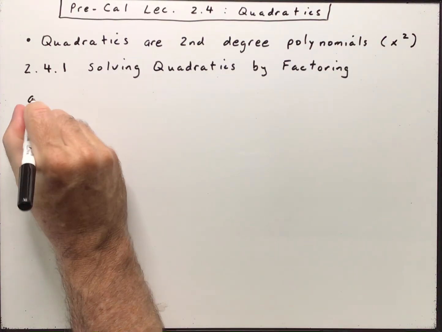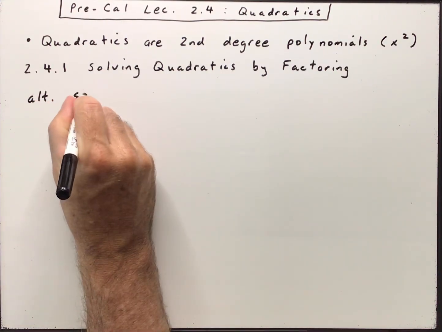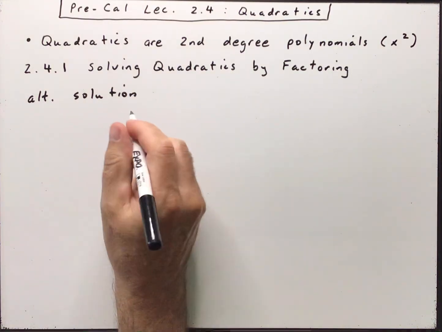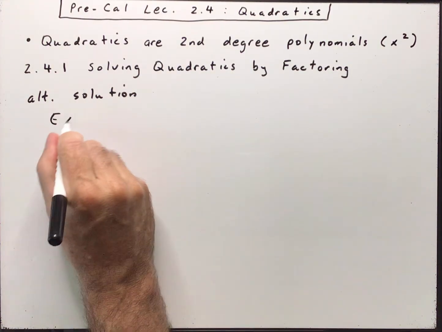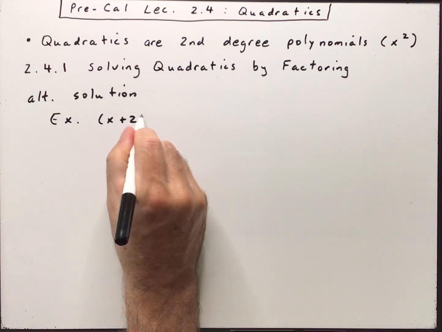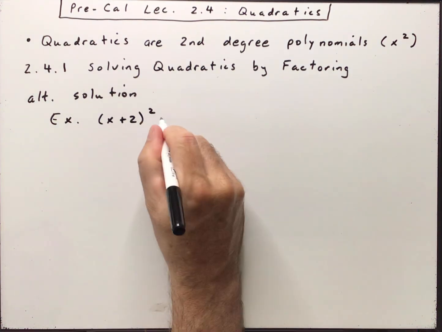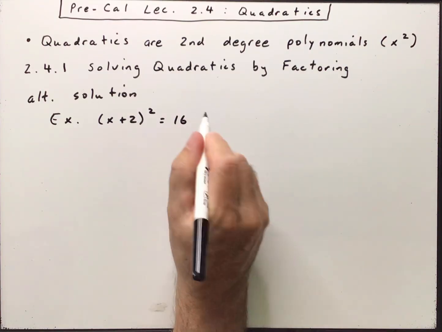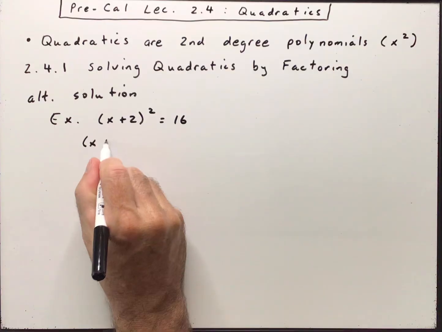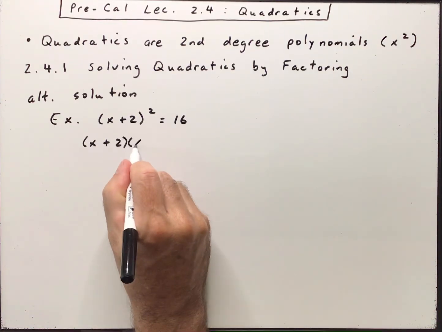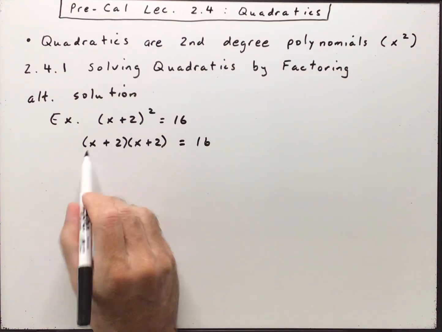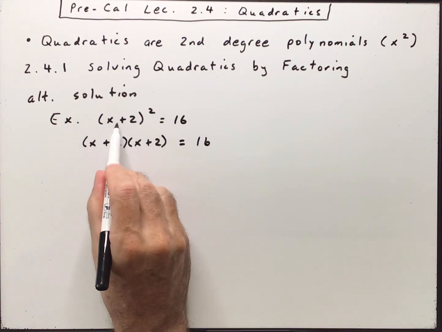So our alternate solution to that problem. Let's say we go back to the beginning, we have (x + 2)² = 16. Instead of taking the square root of both sides, I'm going to write this x + 2 twice, because that's all squaring x + 2 is.